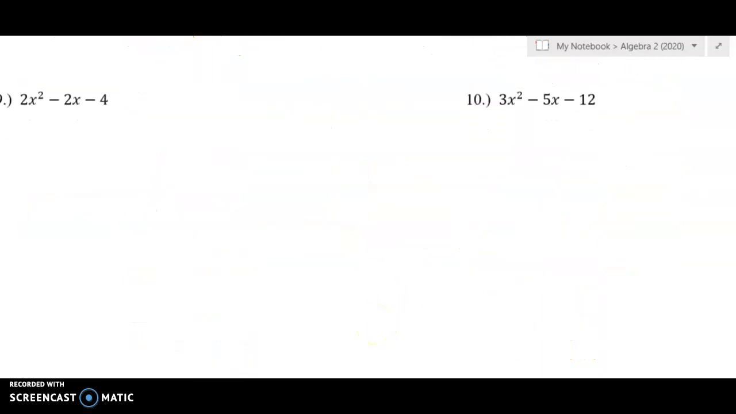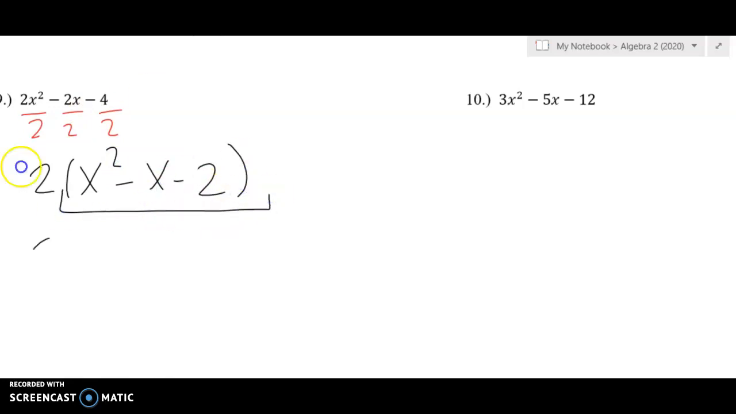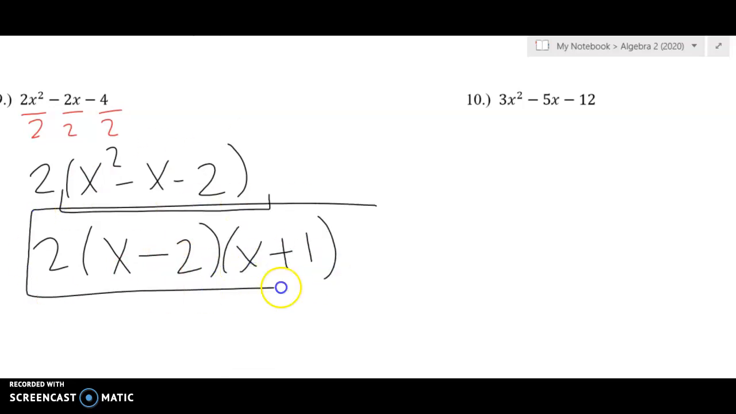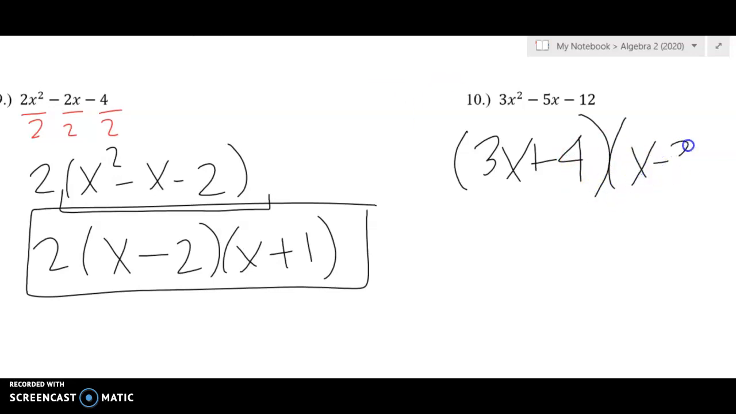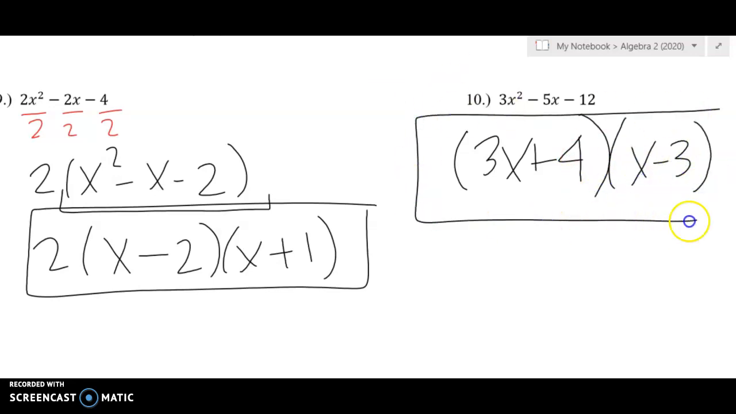Okay, very quickly here. This last one, I'm going to take out a GCF. I'm going to take out a 2. And then I'm going to factor this trinomial. And please try this on your own. Check your answer with mine. And then the very last one, I'm also going to factor it. And when you do so, try it on your own. This one's a little bit trickier, but here is the final answer. Make sure you can do that on your own.